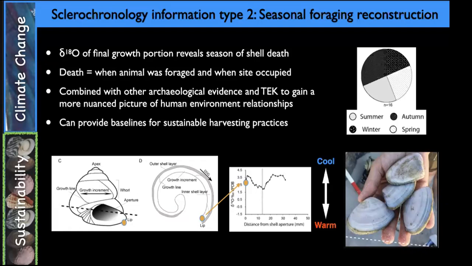So the pattern of variation of the final growth portion reflects the climatic condition at the time the animal died, and this can be used to reconstruct the season in which the animals were collected by humans, and therefore also when the site was occupied by people.